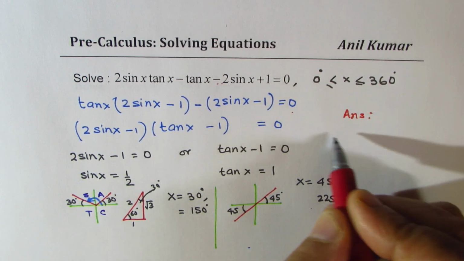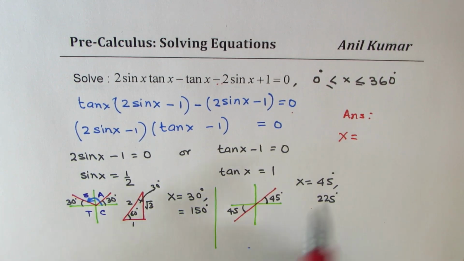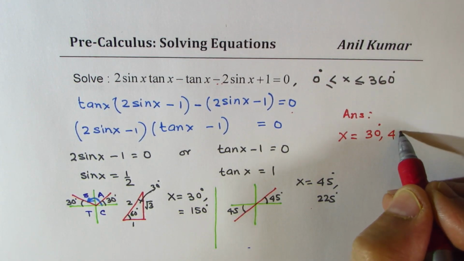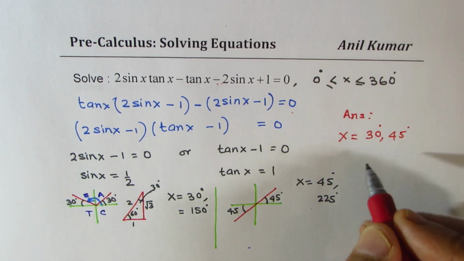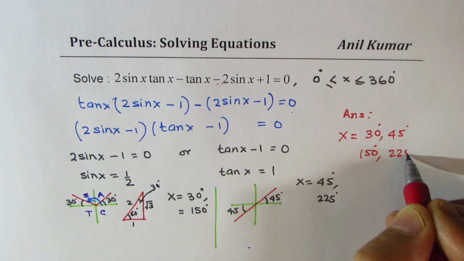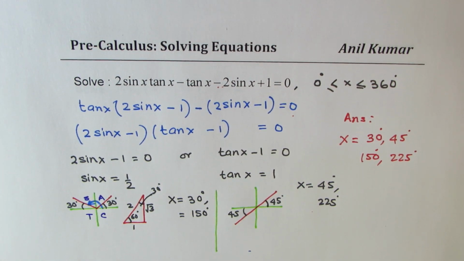In your answer, you have to write all answers, which are x equal to 30 degrees, 45 degrees, then we have 150 degrees and 225 degrees. Does that make sense to you, correct? So that is how you're going to solve trigonometric equations. I hope that makes sense. Let's move on and take up the next equation now.